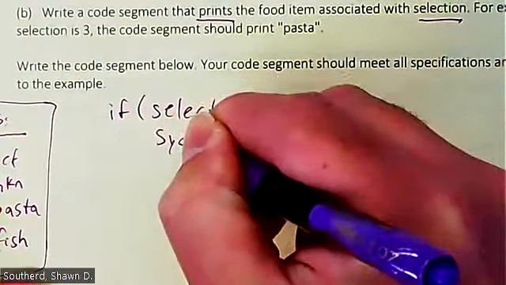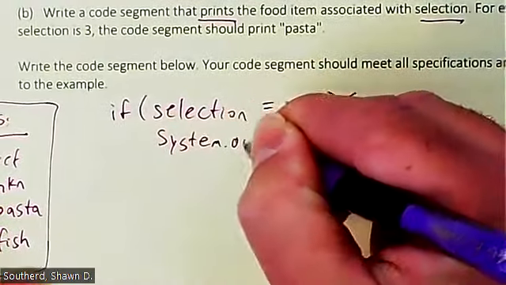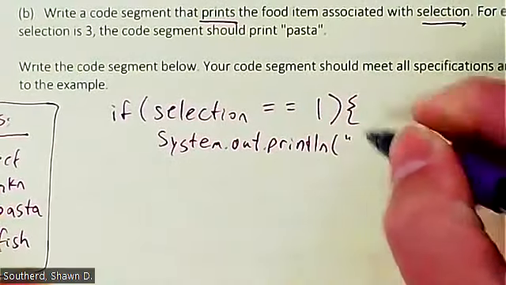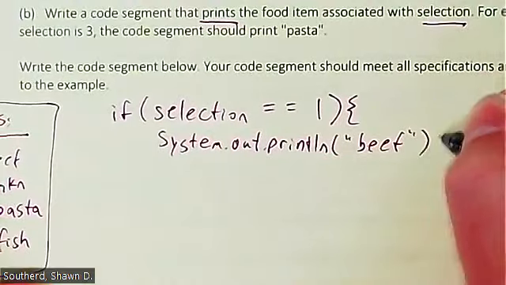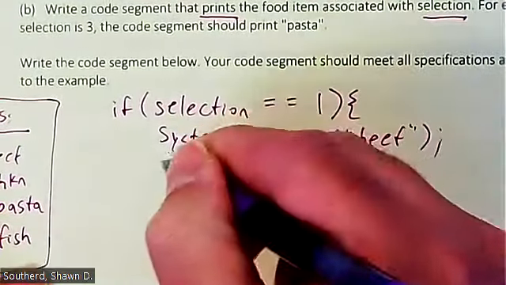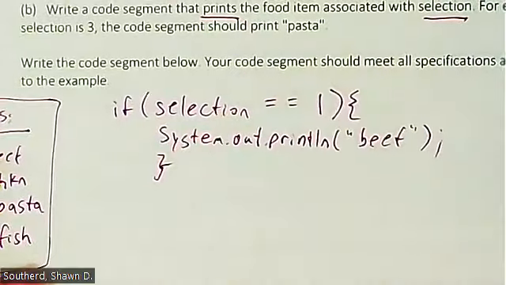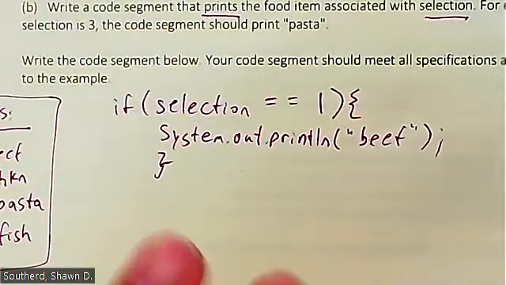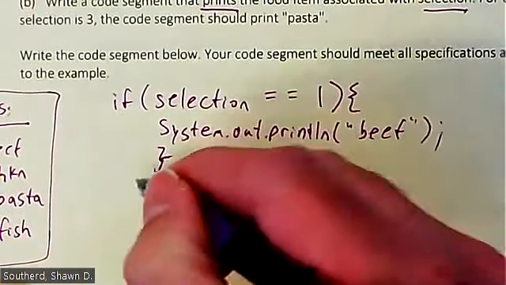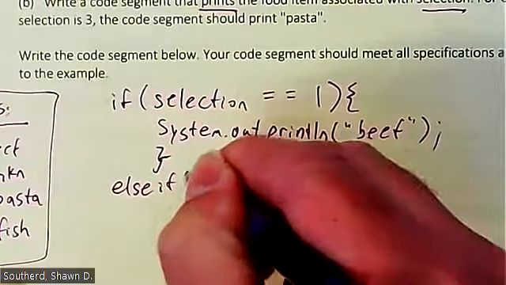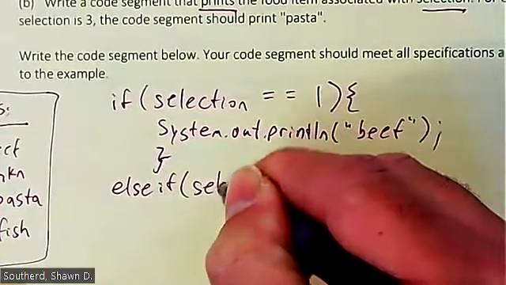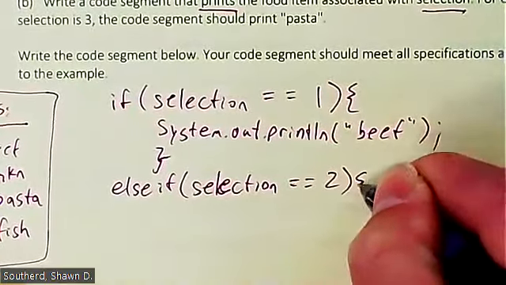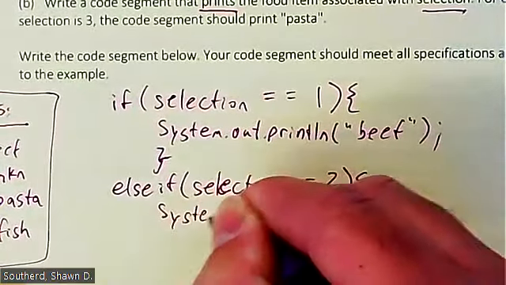because it's a numerical value, equals 1. Then we need to print the word, and this gets kind of redundant, beef, for 1. So I wrote that down. Now remember, we're in this structure of if, and we want to keep evaluating until we find a true statement. That's where we use the else if: else if selection double equals 2, then we print chicken.